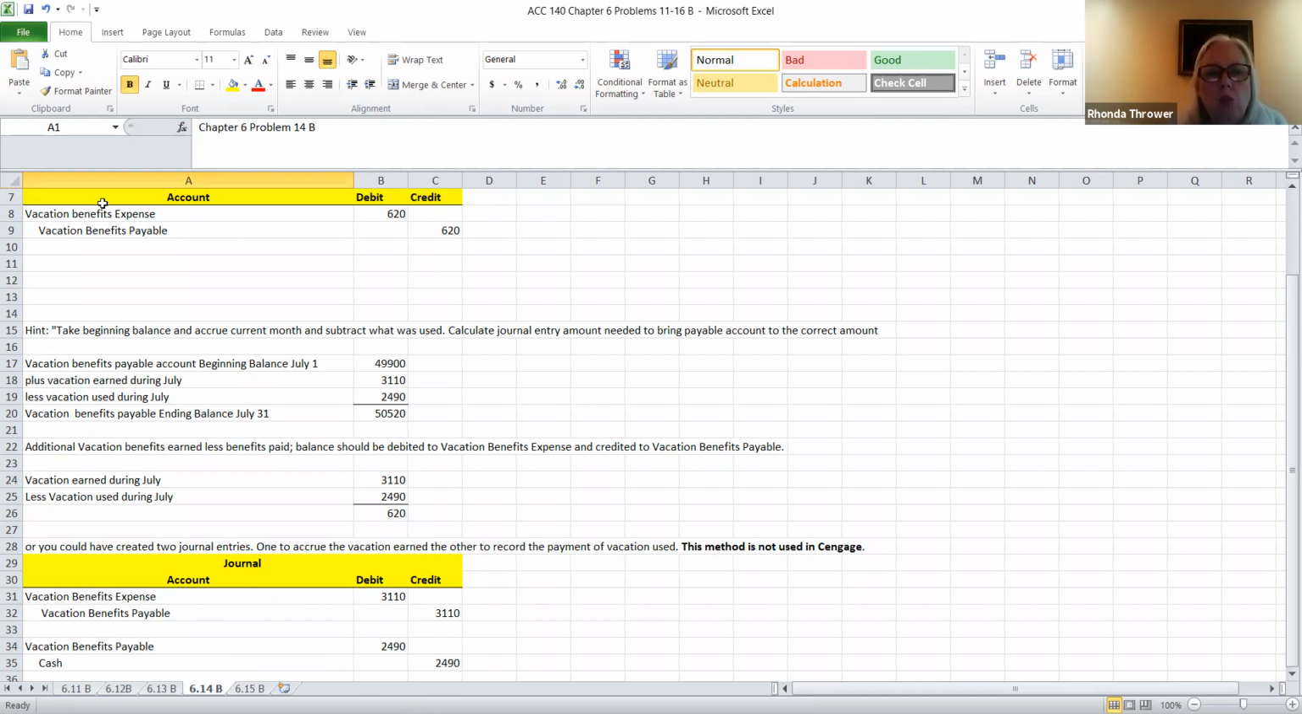But this is what they want you to record in Cengage. So you need to record the amount of 620 in the answer for this problem B. And so that's how they've done this particular problem. And really there were two ways that you could have approached it, but this is the way that Cengage wanted you to use, and this is the one that you're going to get credit for. So I would say to use this method that Cengage used, even though there are other ways that we could have looked at that.